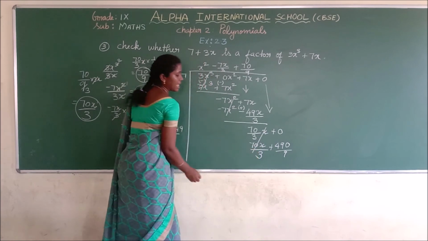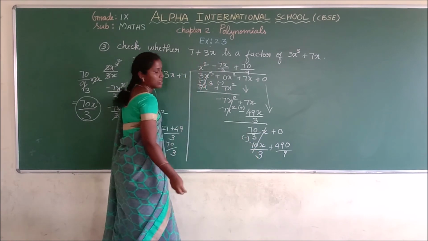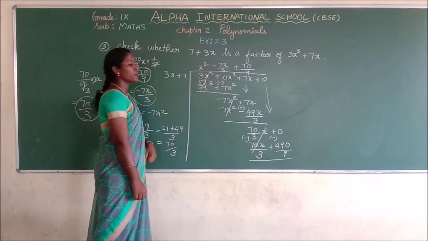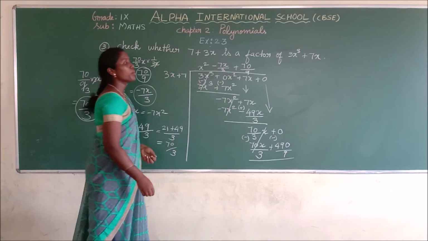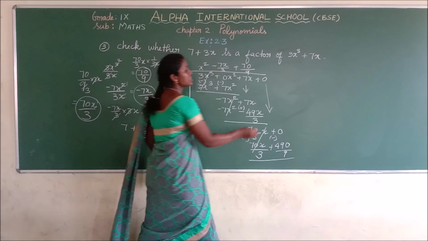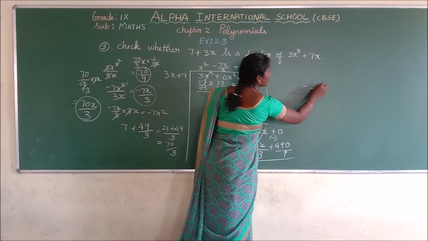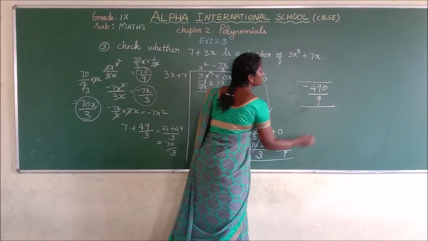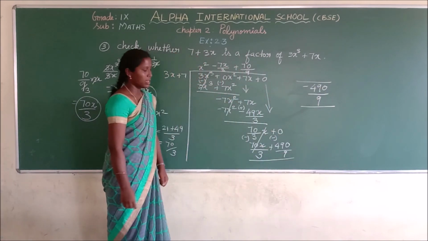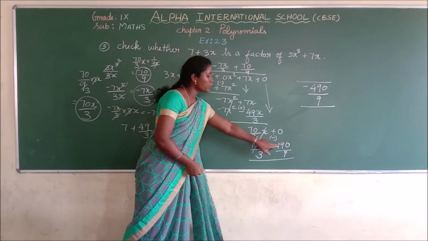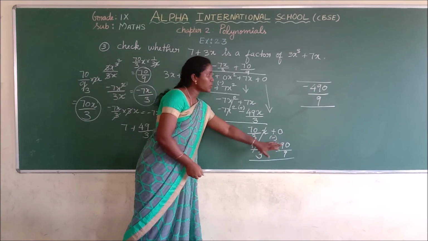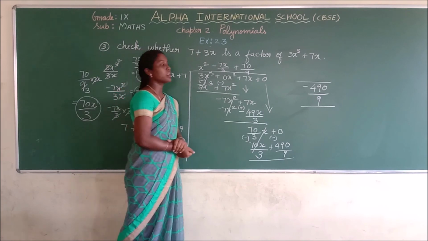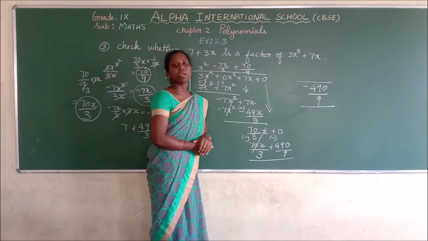Listen, the first two terms are like terms, we are subtracting, they will get cancelled. Here, if you are subtracting the constant, 0 minus 490 by 9, the value is minus 490 by 9. Okay, we are getting the result as minus 490 by 9. So finally we got the remainder as minus 490 by 9.